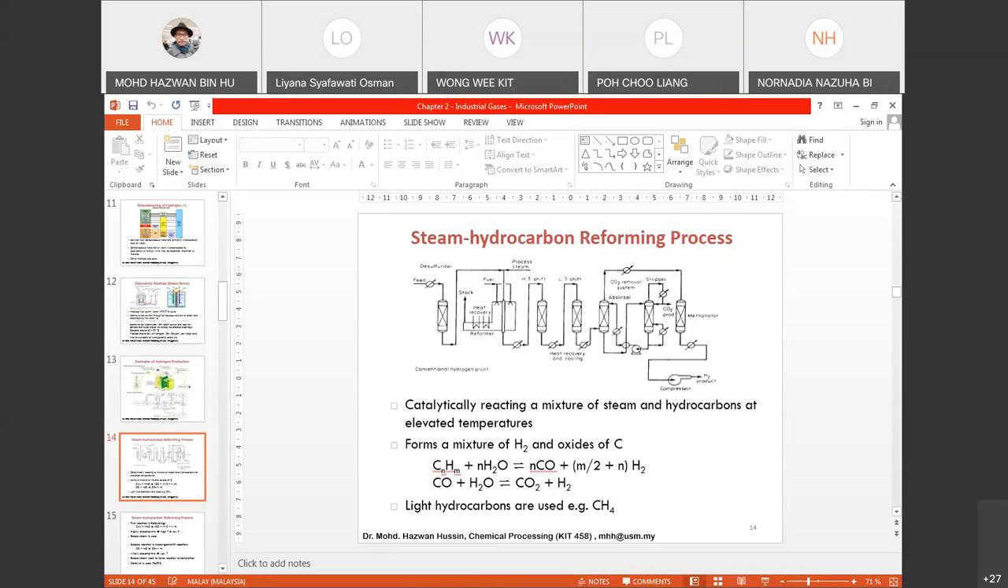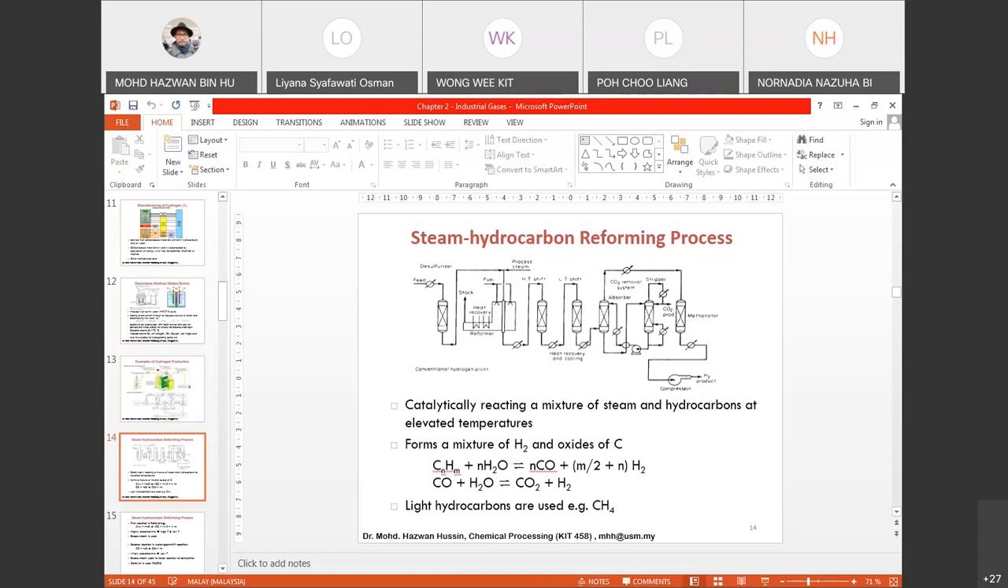Meanwhile, for steam hydrocarbon, what you need is steam and hydrocarbon as the raw materials, and the operating condition can be controlled as well. Right. Catalytically reacting a mixture of steam and hydrocarbon at elevated temperature will produce hydrogen gas. Hydrogen gas will form as a mixture of hydrogen and oxides of carbon. So oxides of carbon means that it will be carbon monoxide or carbon dioxide.